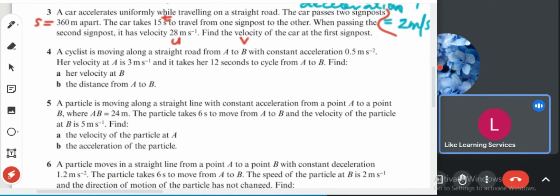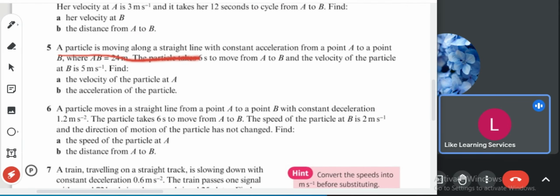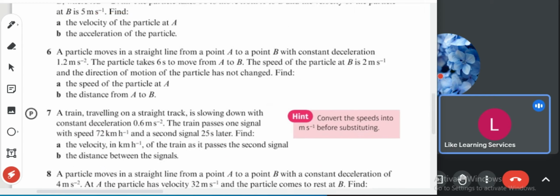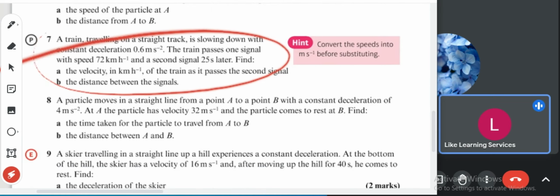Please, a quick run down. A cyclist is moving along a straight path, A to B with constant velocity this. A velocity at A is this. Take this, fine, and so on. Okay, you should do that. A particle is moving along a straight line with a constant acceleration from point A to point B, where AB is this. The particle takes 6 seconds to move. The velocity at A, you should do that. I'm moving forward. Okay, let's do number 7.